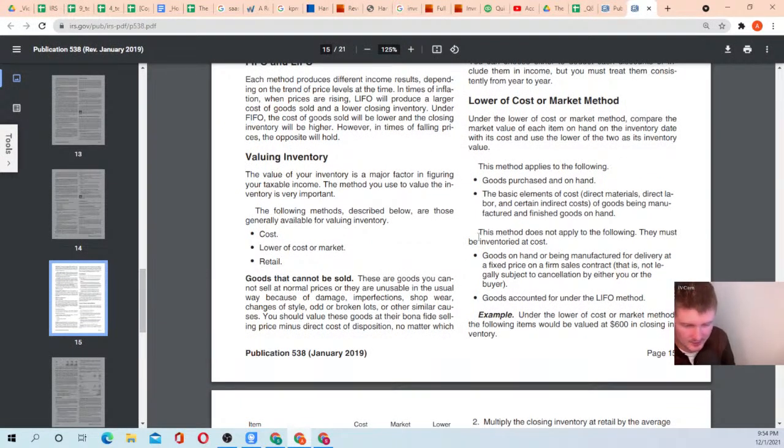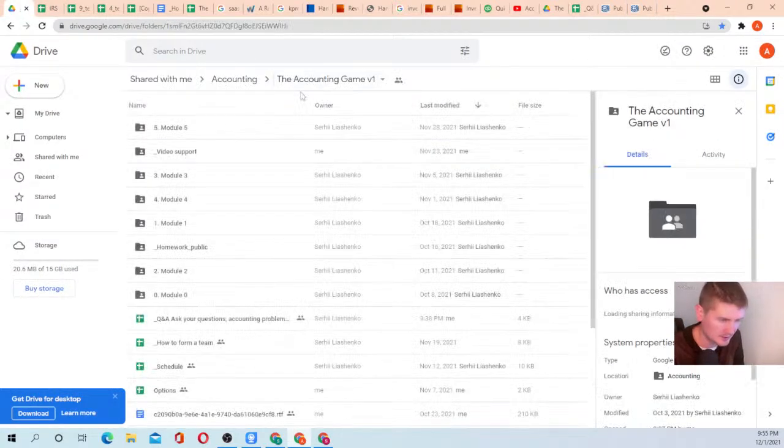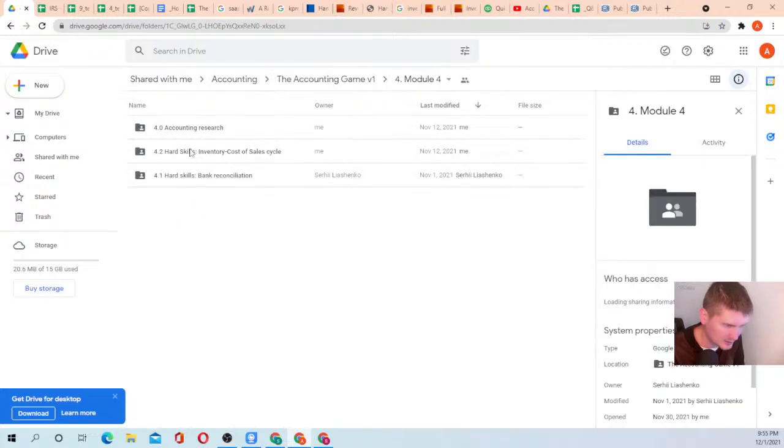On the other hand, the lower of cost or market method has limitations. If you use the LIFO method, you cannot use the lower of cost or market method. You will have to use the LIFO method adjustment. If you remember discussions from the previous module about FIFO and LIFO, FIFO is first in, first out. Let's see if I can find it quickly.